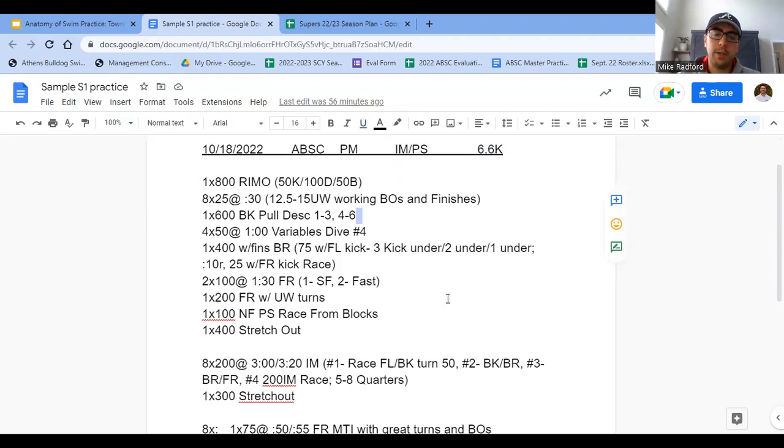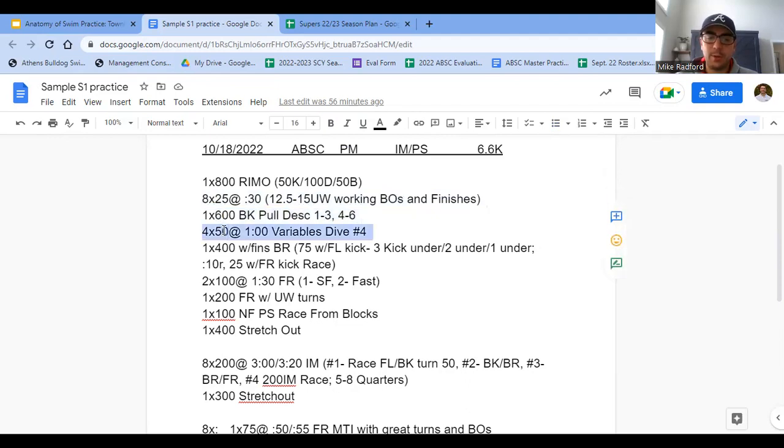All right. So looking at this practice, they start with an 800 reverse IM, RIMO, reverse IM order. So they're going to go 50. So basically a 200 of each stroke, starting with freestyle, then breast, then back, then fly. And for each 200, they go 50 kick, 100 drill, 50 build. All right. After that, they're going to go a set of 25s. Then they go a 600 backstroke pull, right? There's your capacity stuff right there.